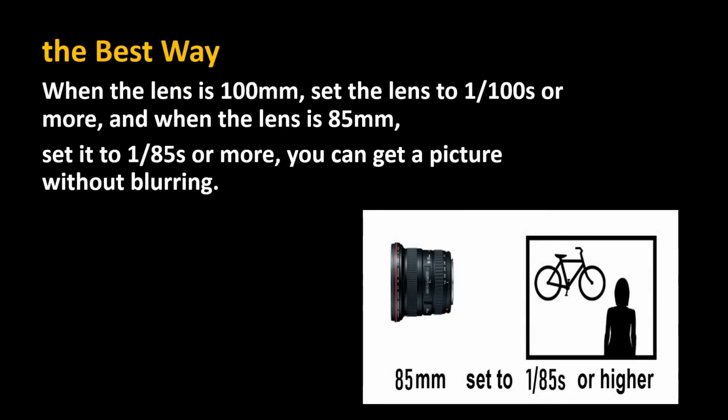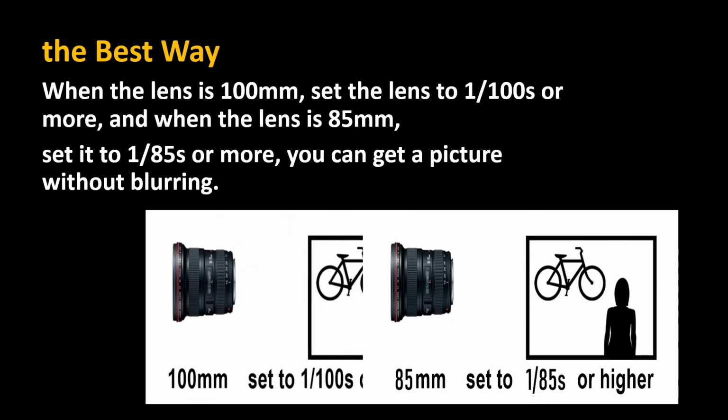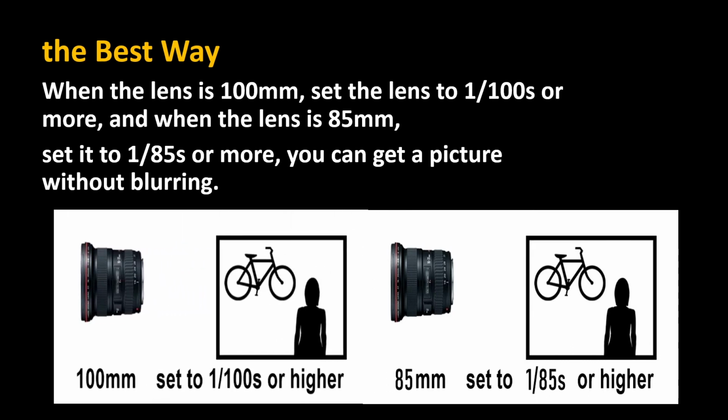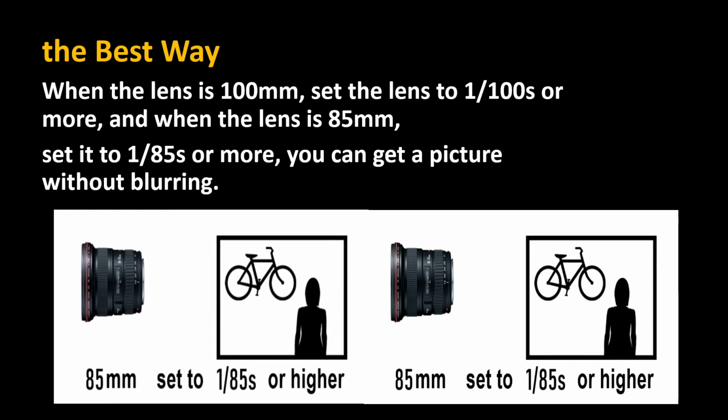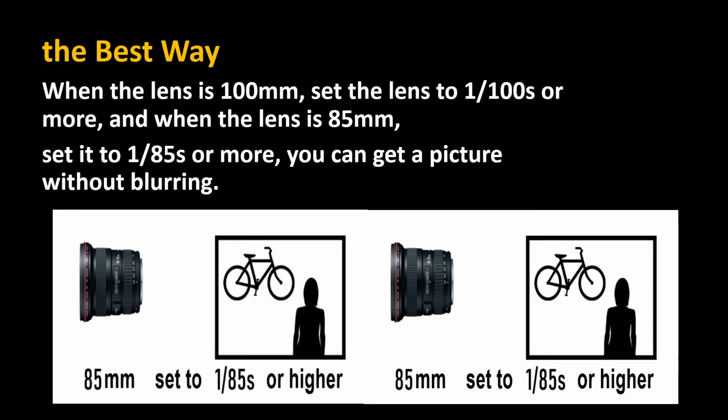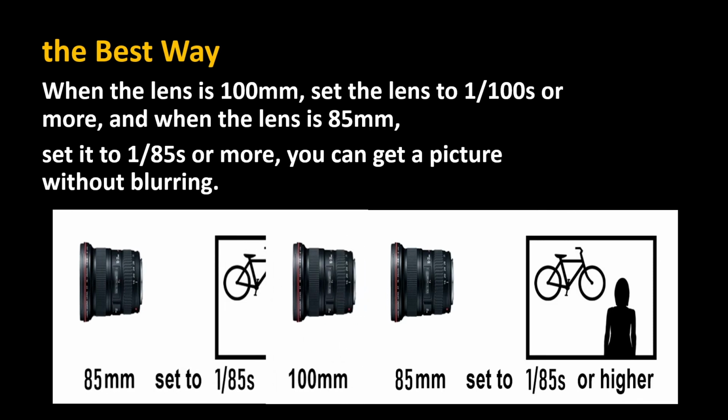The best way to avoid blur: when the lens is 100 mm, set the shutter speed to 1/100th of a second or faster. And when the lens is 85 mm, set it to 1/85 of a second or faster. You can get a picture without blur.